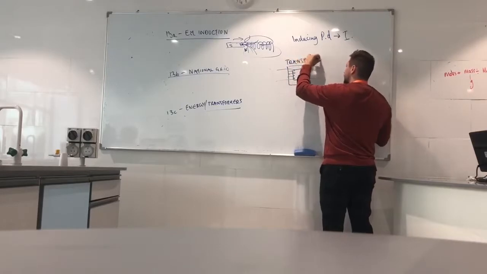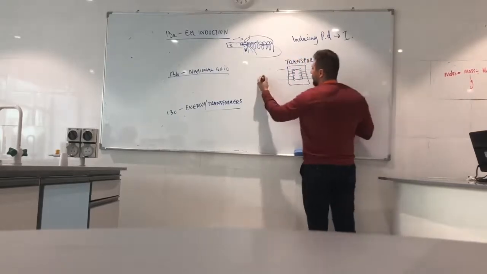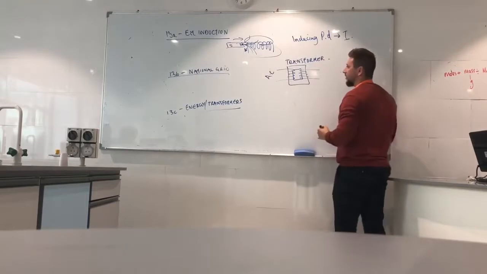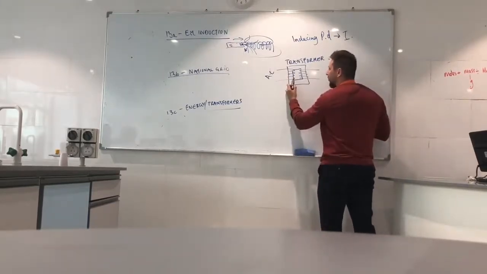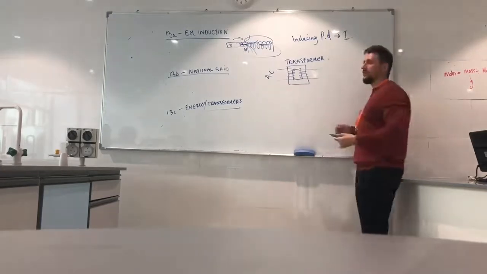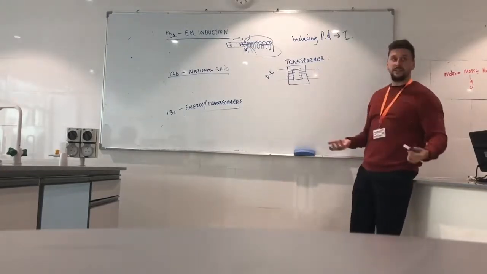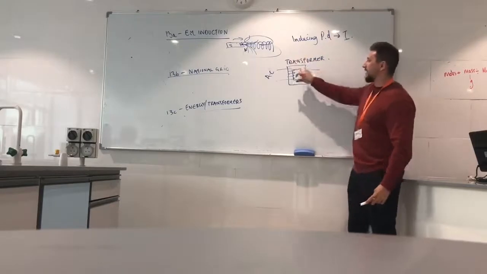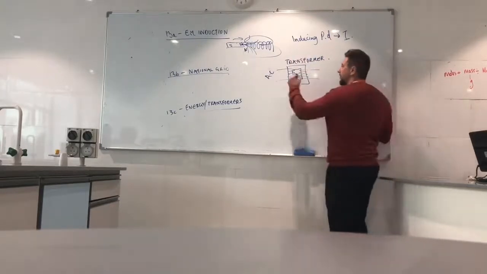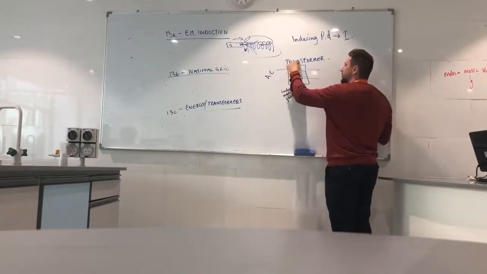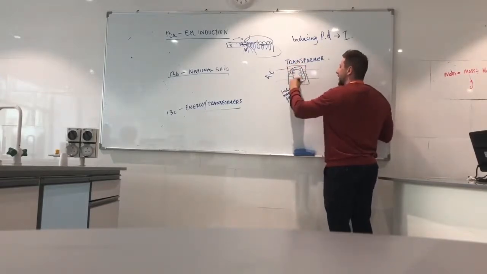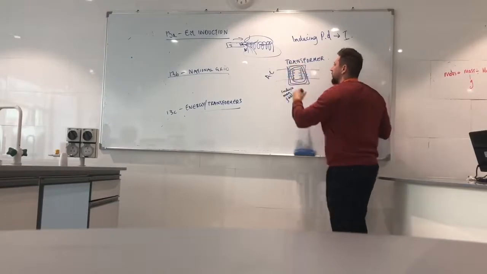Now, into the transformer goes AC current from your power station, for example. If AC current passes through a coil, what do we know is created around the coil? Magnetic field. If I connect this to a rectangular iron core, that magnetic field is induced. So you induce a magnetic field at the primary coil because you have a change in current, so it induces a magnetic field like a solenoid. But the rectangular core focuses that field.